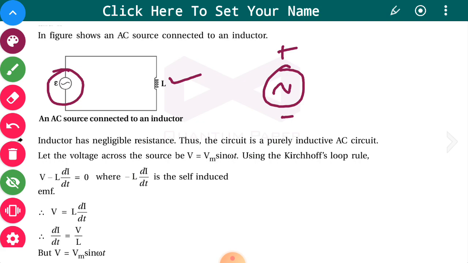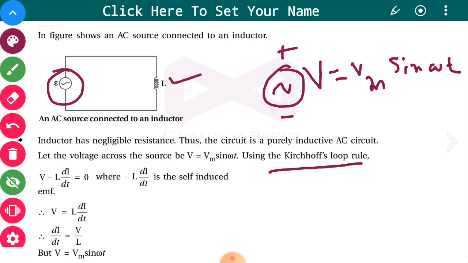Now if we apply Kirchhoff's rule, first of all, the voltage which is applied is V equal to Vm sin omega t. This we have to keep in mind for the whole chapter, that the voltage applied is V equal to Vm sin omega t. And if you apply Kirchhoff's rule, then at any instant, if this is negative, this is positive, then this becomes positive and this becomes negative.